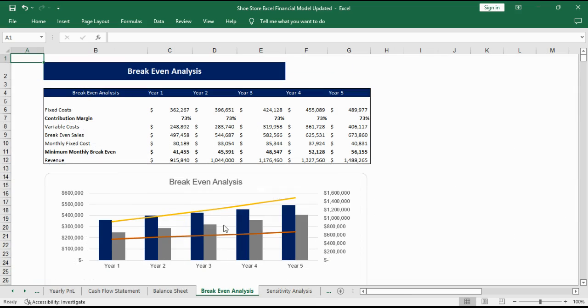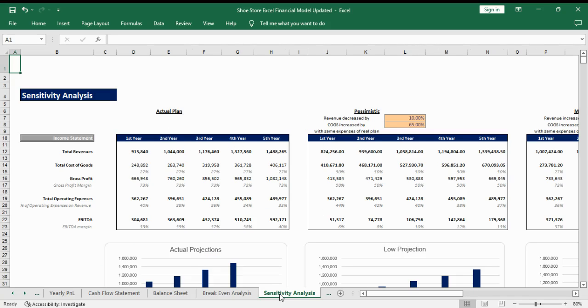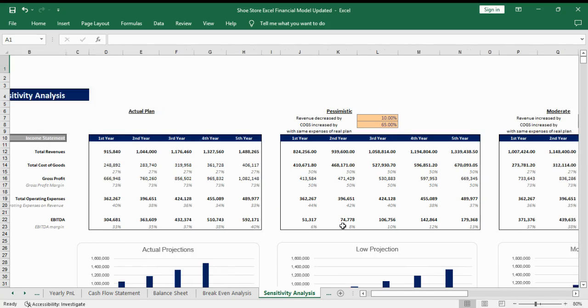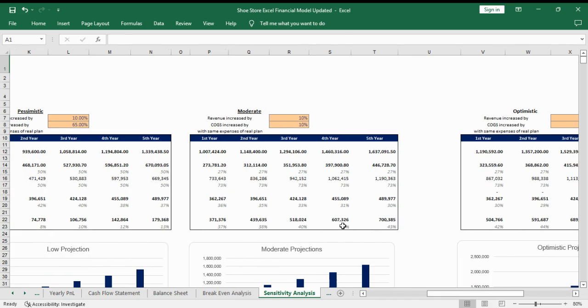Break-even analysis provides you with the minimum sales revenue your business should be making in each month or year in order to avoid losses. Sensitivity analysis provides you with a measure of riskiness in the business. It calculates the total gross profit and EBITDA for three different scenarios based on changes in revenue and cost of goods sold.